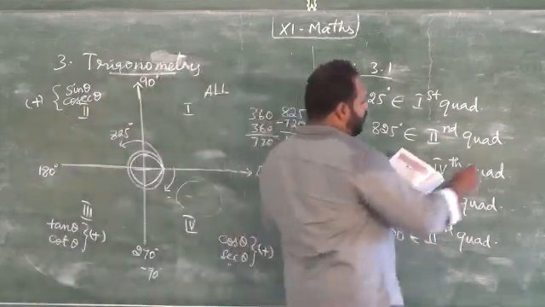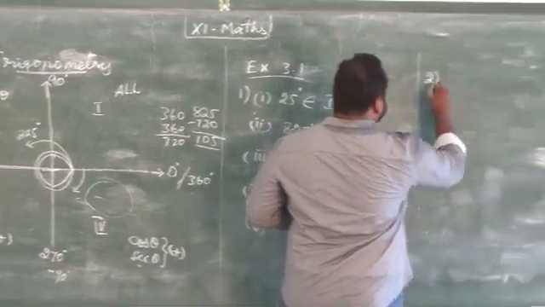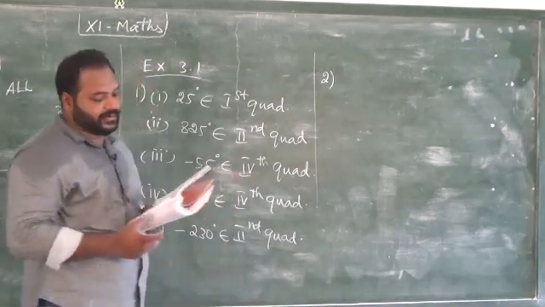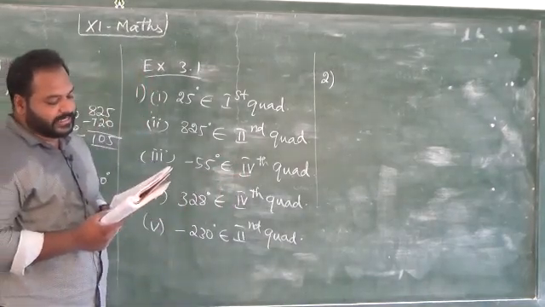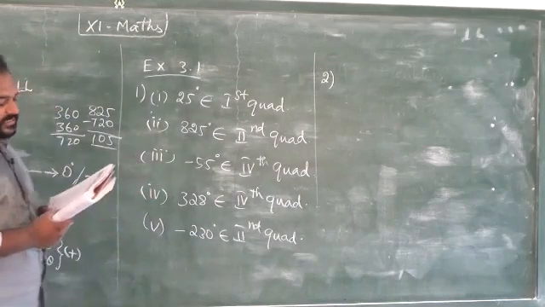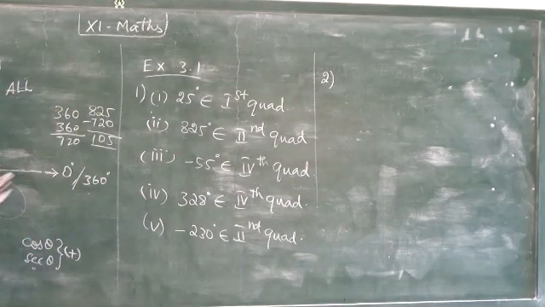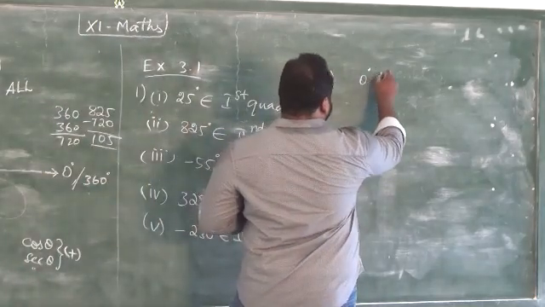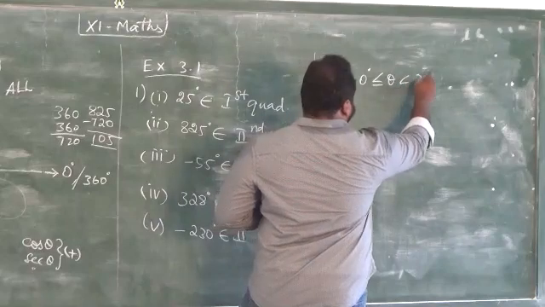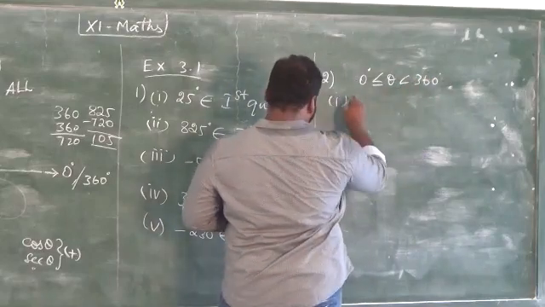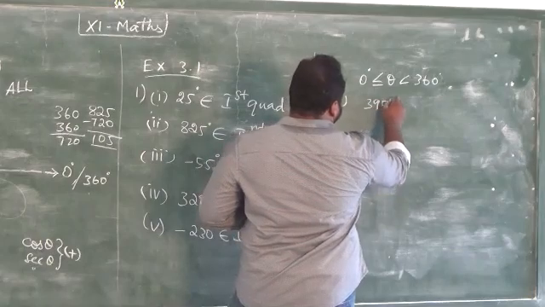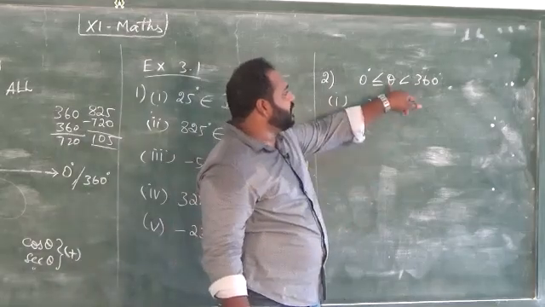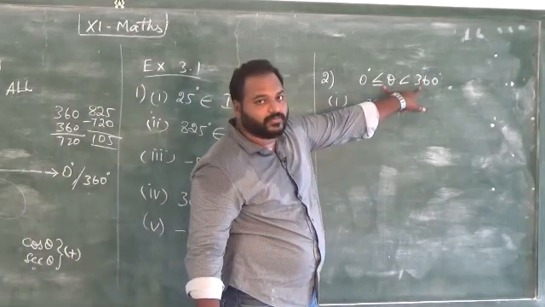Question number 1 is over. Next, question number 2. For each given angle, find the coterminal angle with measure theta such that 0 degrees to 360 degrees. Here they are asking to find the coterminal angle, and the limit given is 0 to 360 degrees. The first subdivision is given as 395 degrees.